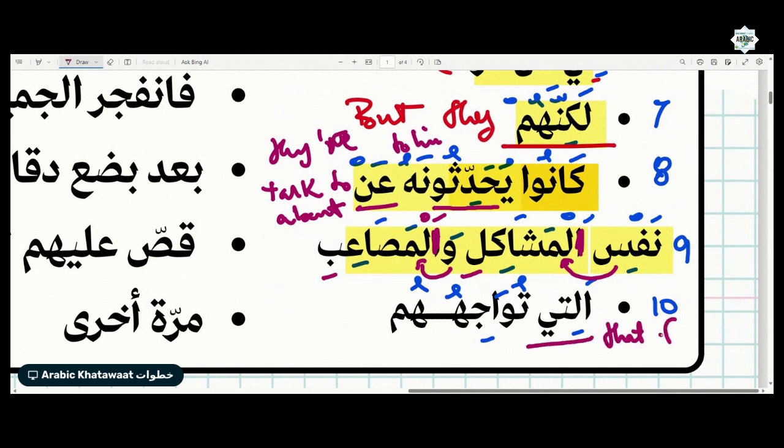التي that referring to feminine. تواجههم. And over here I have to go who, whom. تواجههم. And the only pause you have is when you take your breath. You catch your breath and you go, تواجههم. That faces them, or because it's plural, then that face them. We're talking about problems over here and obstacles. There we go. So we finished like 10 phrases.